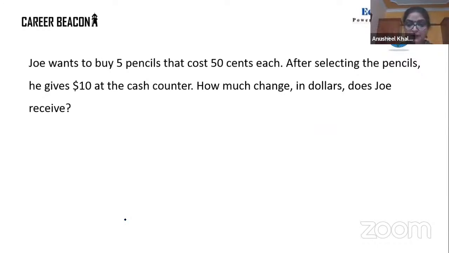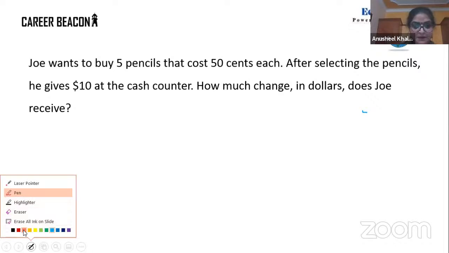So let's see what we can derive from this question. Joe wants to buy 5 pencils that cost 50 cents each. After selecting the pencils, he gives $10 at the cash counter. How much change in dollars does Joe receive? So, quickly solve. Very simple question. Relationship between dollars and cents is same as rupee and paise. So that makes the calculations quite simple.